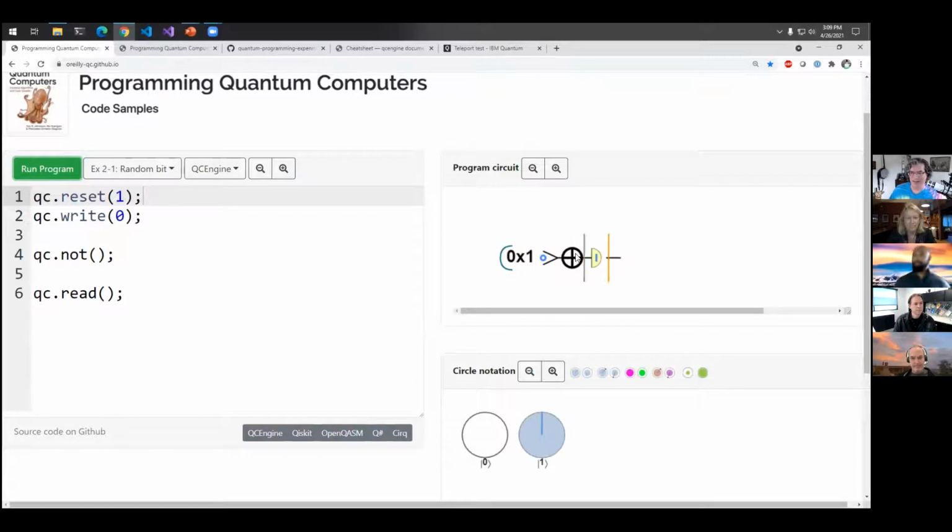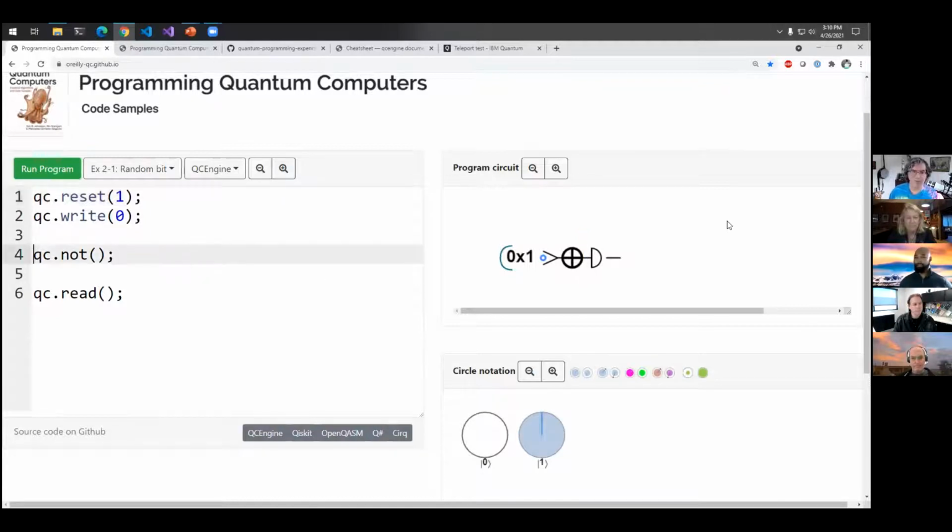And then the read operation, which again, this basically flips the circles. And so we don't have any superposition here. As soon as we do the NOT, we can see the second circle is 1 filled in 100%. So we have 100% probability that it will be a 1.